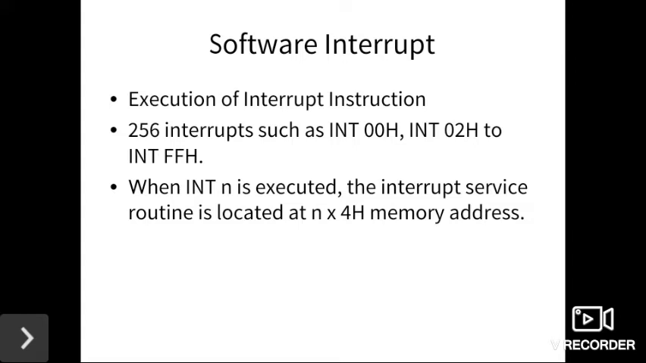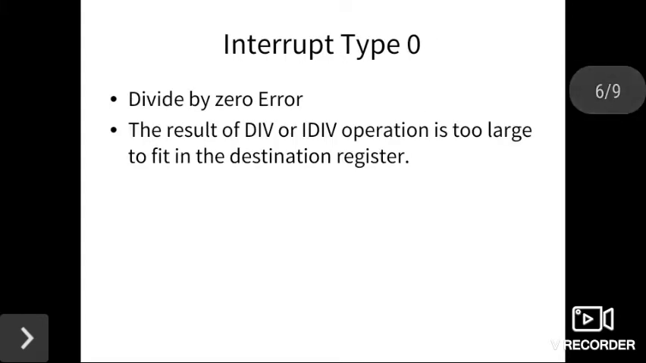There is a program for each interrupt, a program associated with the specified interrupt. This program is known as the interrupt service routine. As we already know, it is also called the interrupt handler. Next, in software interrupts we have types: interrupt type 0, 1, 2, 3 and 4.